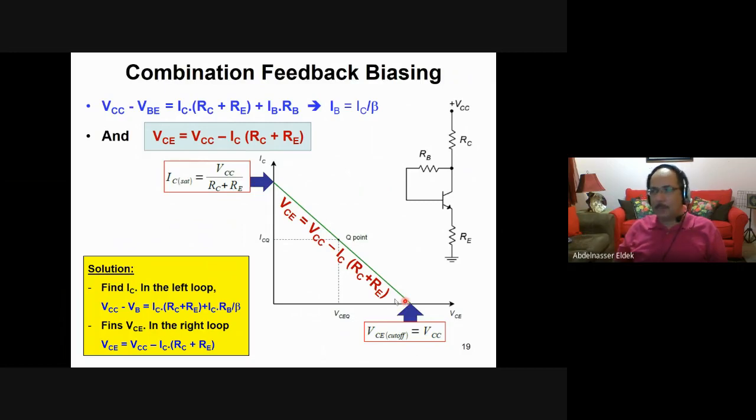And it's very simple to draw it. When VCE equals 0, then IC equals VCC divided by RC plus RE. This one here is the saturation current. And if the current is 0, then VCE and VCC are the same. So this is the cutoff voltage here. Then next we need to calculate IC, and then from this equation we calculate VCE.